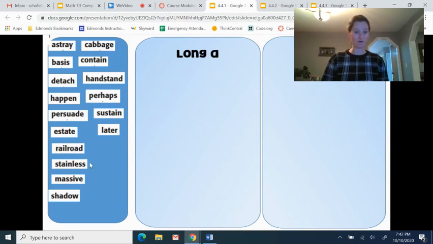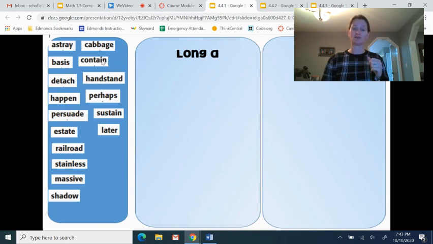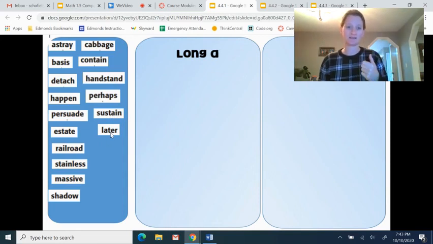Railroad. You know what a railroad is. Stainless. So there's no stain. Massive means huge. Shadow. Cabbage. So that's the green vegetable. Contain means to hold something inside, wrap around something. Handstand. Perhaps, kind of means maybe. Sustain means to keep something going. And later means, like, later in the day.